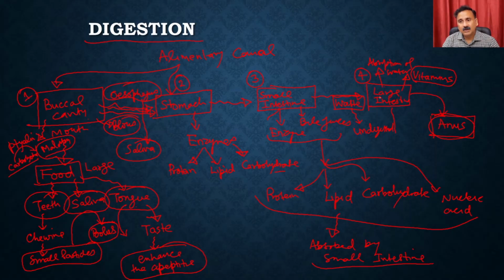And even if you remember, we were discussing that the large intestine has the colon, cecum, and rectum. Within the colon you have different areas, and the main purpose of the large intestine is that it is going to absorb the water as well as the vitamins. And then after that, the undigested waste material is going to be stored in the rectum, and the rectum is going to have the opening which is called the anus, and from here this undigested food is going to be defecated, right.